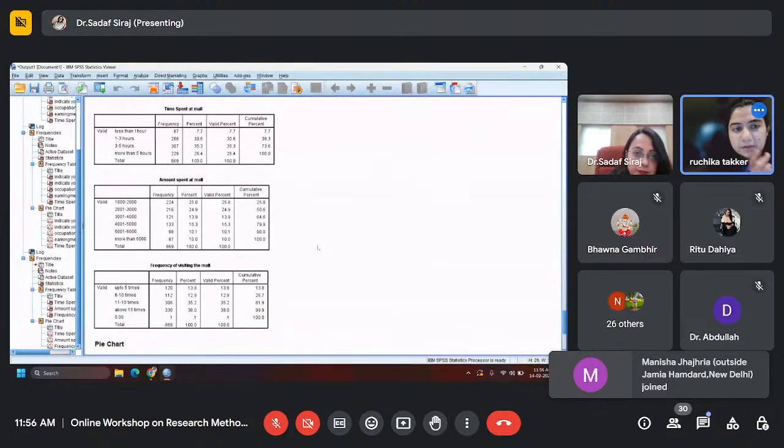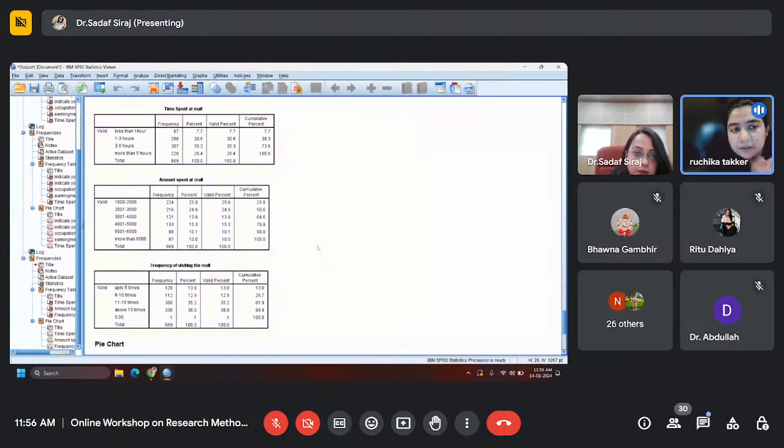So 7.7% people spend their time less than 1 hour, and 30% people spend 1 to 3 hours. 35% people spend 3 to 5 hours, and 26% people spend more than 5 hours in the mall. So you can very safely say that the maximum or majority of the people were spending nearly 3 to 5 hours in the mall, right?